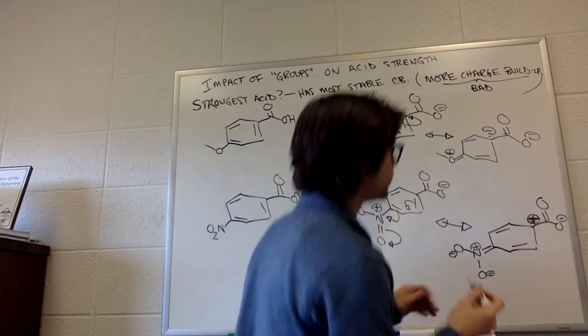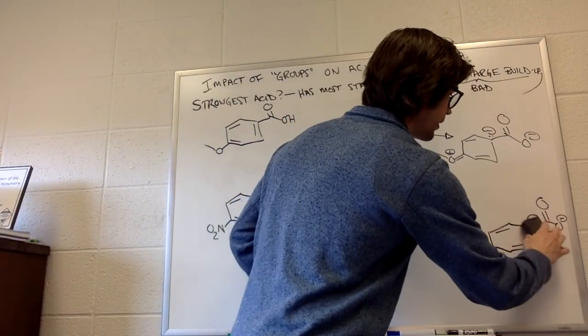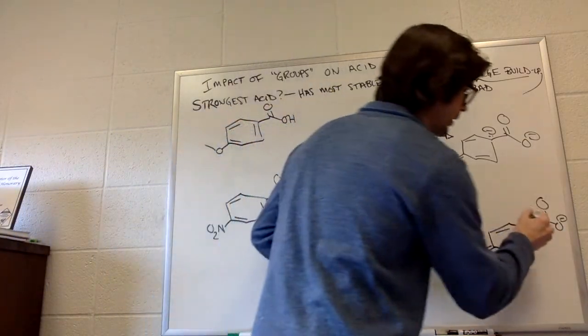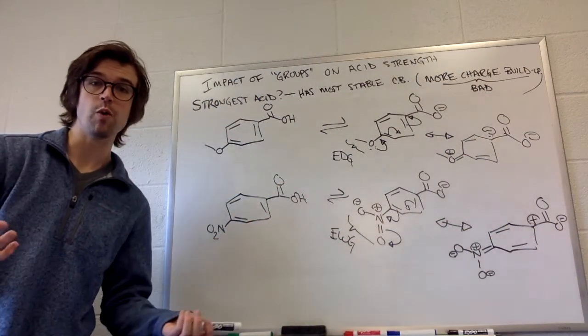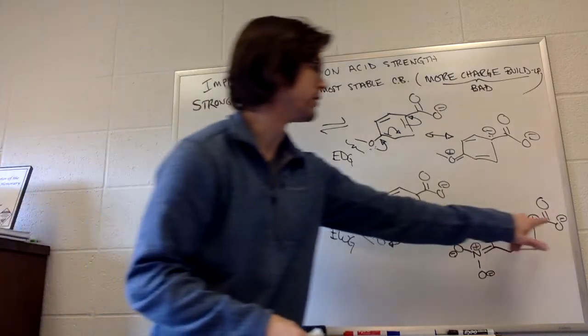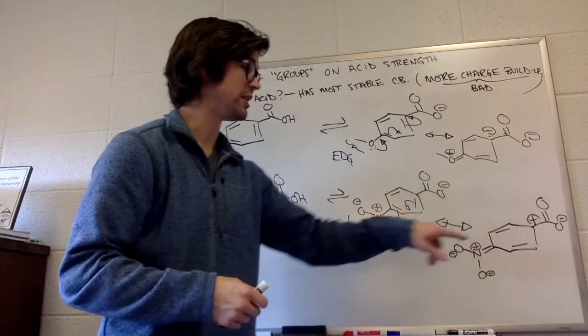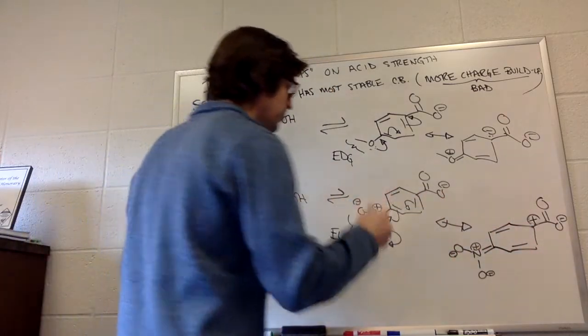And there is the full structure. So here we have a positive. I'm going to rewrite that in here just to make it abundantly clear. A positive right next to that negative. Remember, what do we want? We want different charges stabilizing one another. That's what we have here. So these stabilize one another. That makes this a more stable conjugate base.